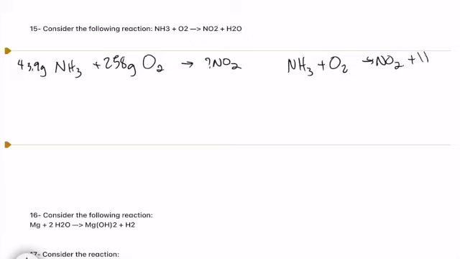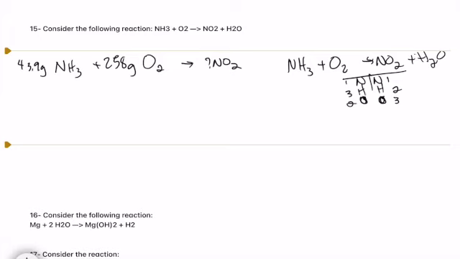So we take a look at our equation first. And we know it is not balanced. So the first thing we need to do is balance our equation. Should be NH3, not NHO. N, H, and O. So I have 1, 3, and 2. And then I have 1, 2, and 3 respectively.